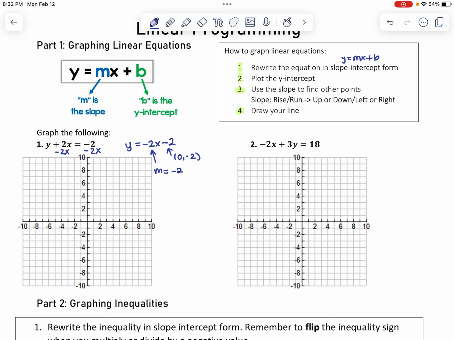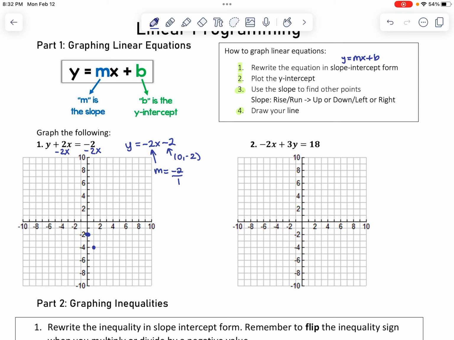Now for a whole number slope, I like to put that over 1 because remember that slope is rise over run, so that'll help us graph it later on. First, plotting the y-intercept at 0, negative 2, here's that point. And then our slope of negative 2 over 1. So we're going to rise negative 2. That would be down 2. And then we're going to go over 1.